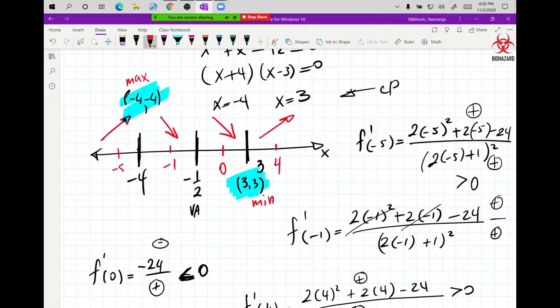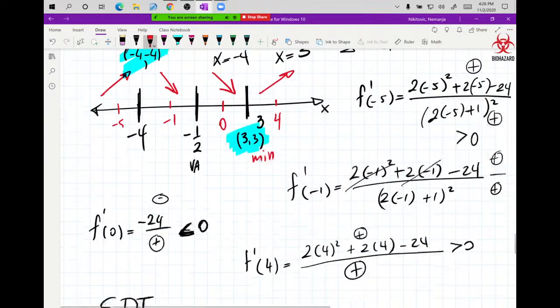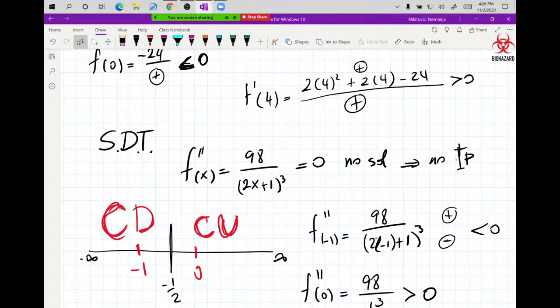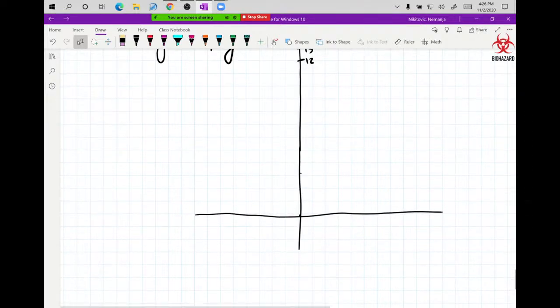Now, before some of you freak out and say, minimum is lower than a maximum, how's that? Well, it can be, right? Remember that a maximum can be lower than the minimum, right? And we will see this now on the graph.